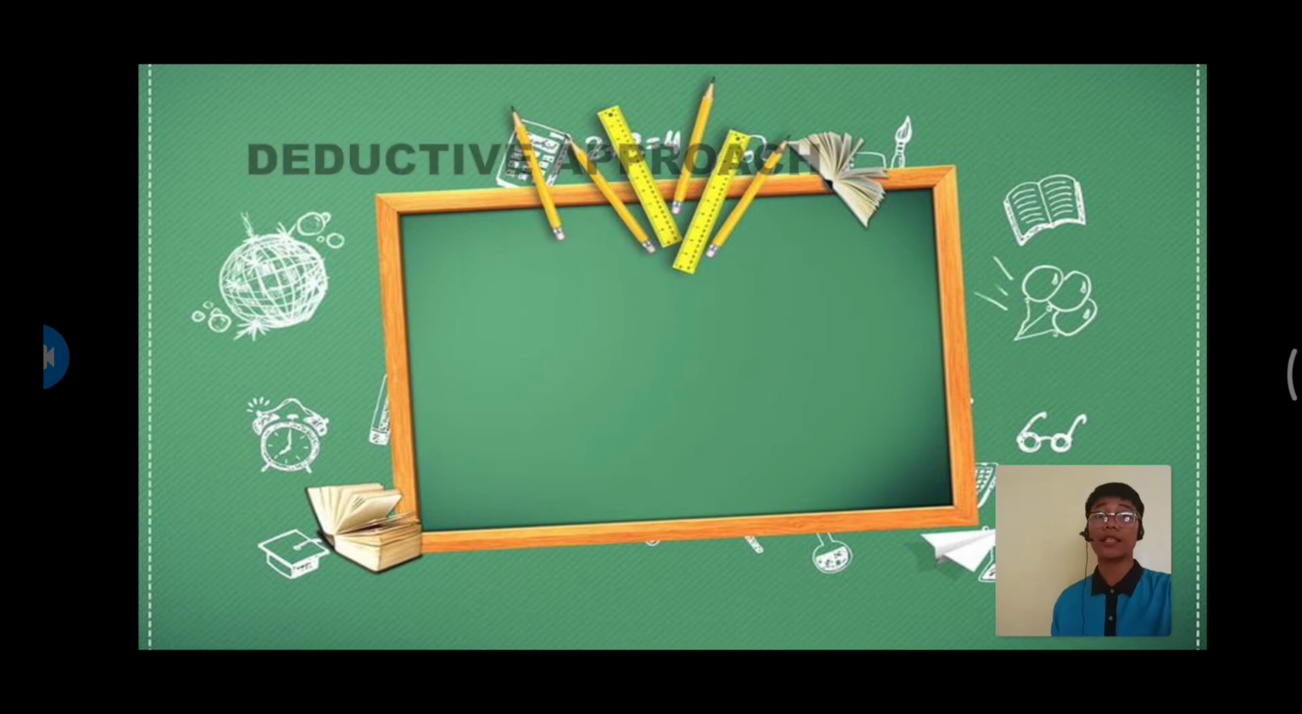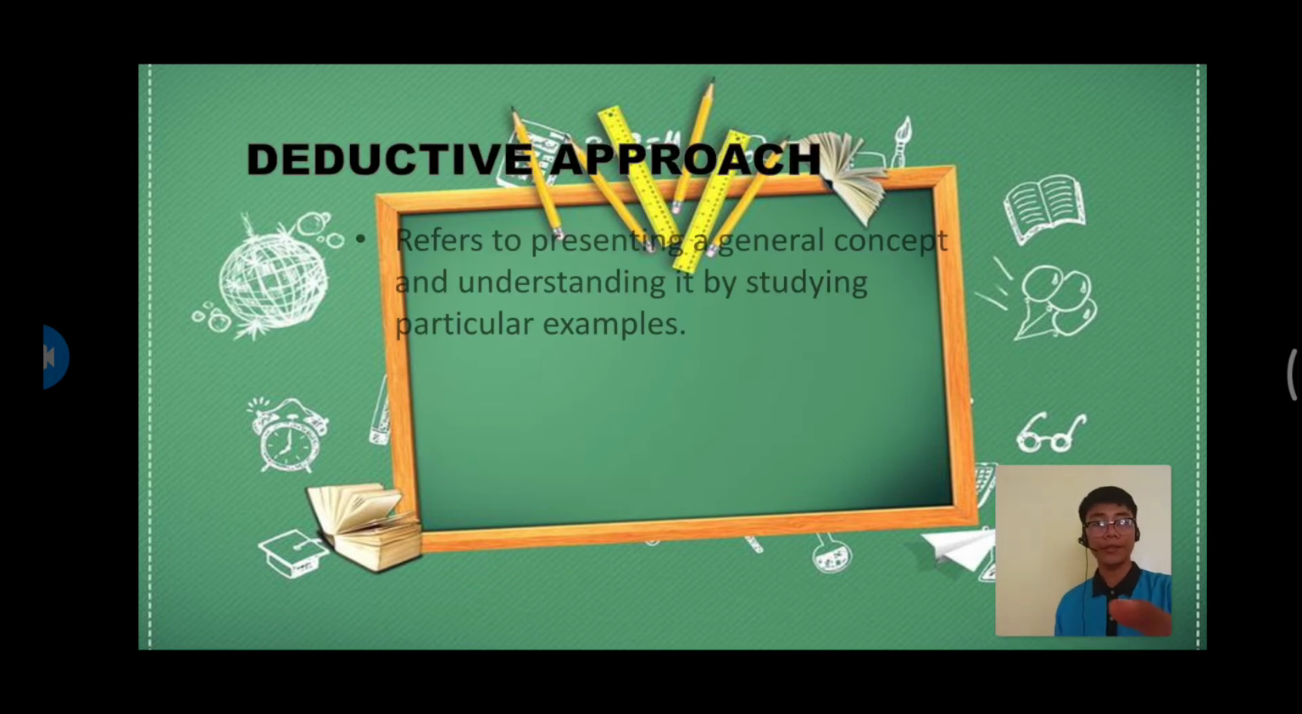Now let us focus on the deductive approach. Here, the deductive approach refers to presenting a general concept and understanding it by studying particular examples. It is like we give the concepts to the students and we let the students explore and discover how they are going to apply the concept to different kinds of examples. It's like we give them the rules and then we let the students apply the rules to another example.